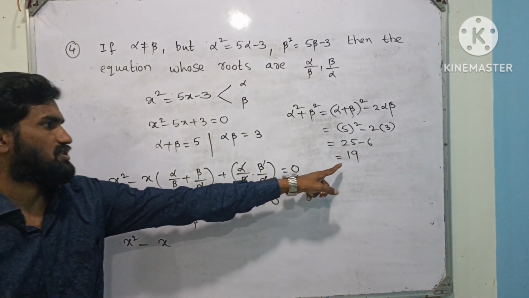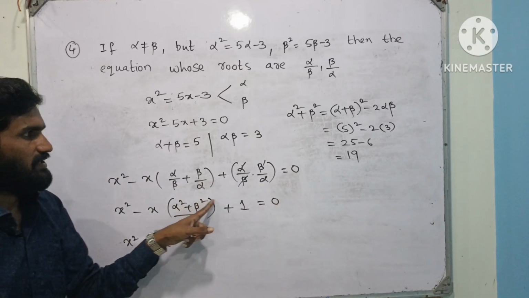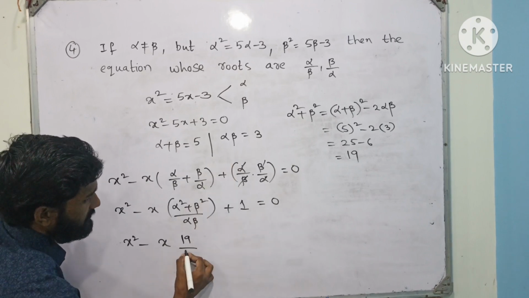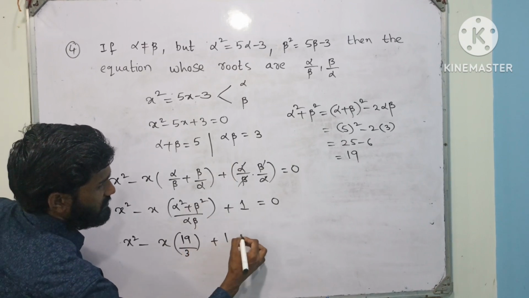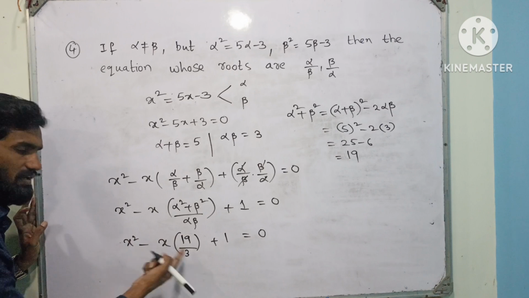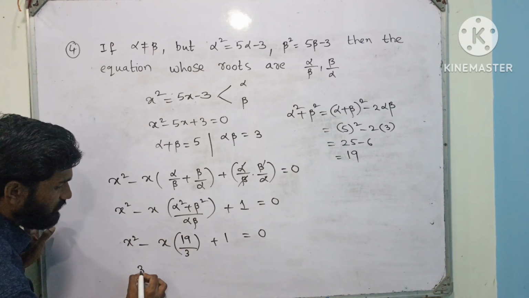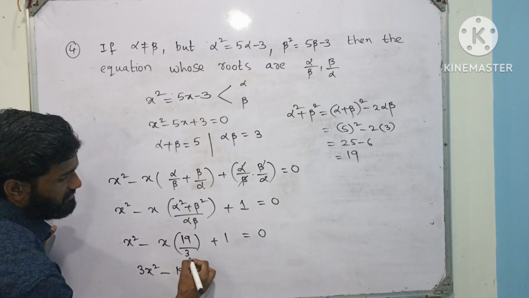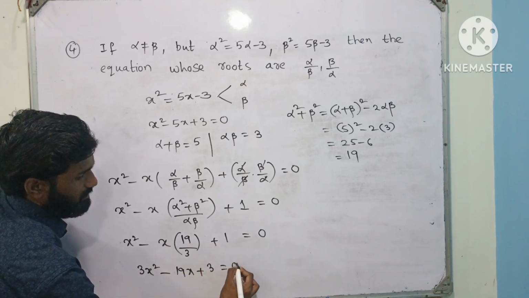Now just substitute this in place of alpha square plus beta square as 19. So which is 19 by alpha beta is 3 plus 1, which is equals to 0. Now if I take LCM, I will get my answer, right? 3 into x square, 3x square minus 19x plus 3 into 1, which is nothing but 3, equals to 0.